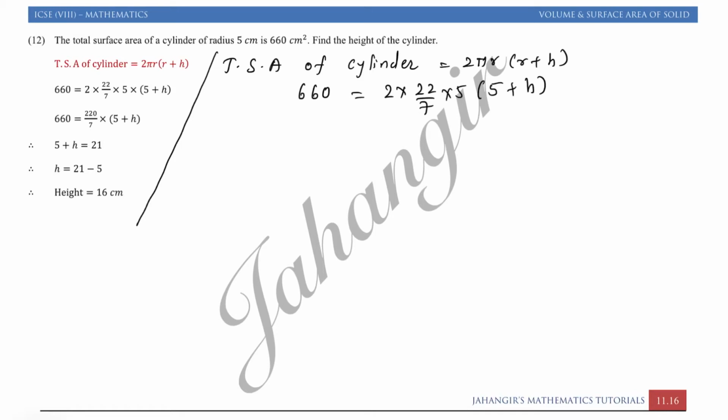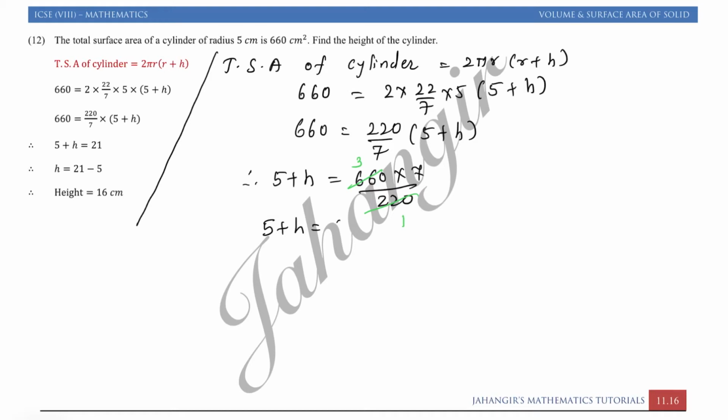We cannot cancel anything, so first solve. 22 into 10 is 220 upon 7 into 5 plus h. So therefore 5 plus h is equal to 660 into 7 upon 220. So cancelling, 22 1s are 22, 22 3s are 66. So you will get 5 plus h is equal to 21. So therefore h is equal to 21 minus 5, which is equal to 16 centimeter.